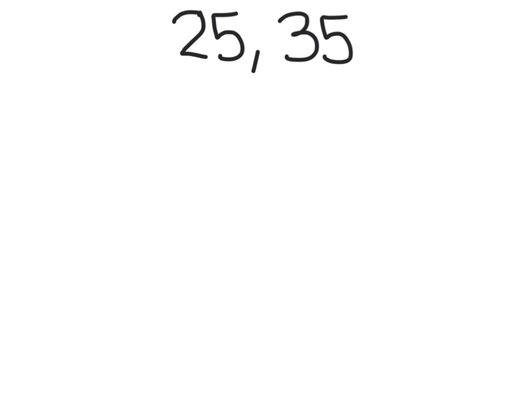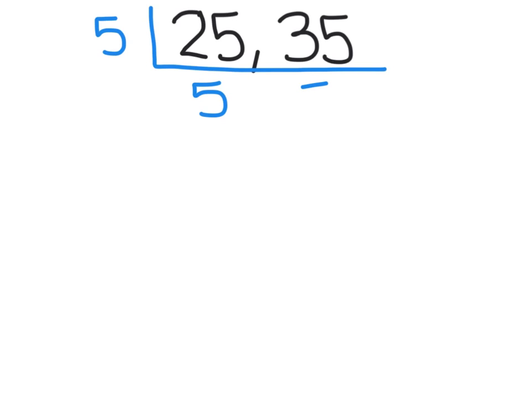Now we have 25 and 35, and we're looking for the least common multiple. So we build our cake. 25 and 35. The first prime number I can divide both of them by would be 5. So put a 5 on the outside. 25 divided by 5 is 5. 35 divided by 5 is 7. So now I have 5 and 7 in my cake, and there's not another prime number I could divide both of them by, so I'm done.